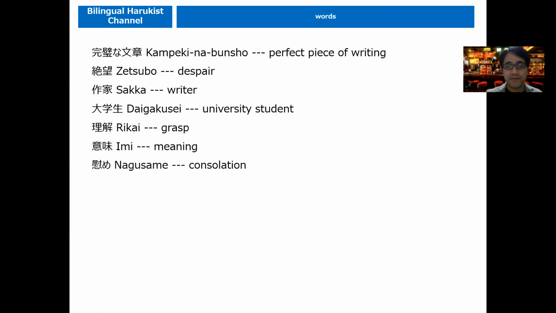I am reading out the practice. I will repeat this paragraph 10 times, so please read aloud with me.